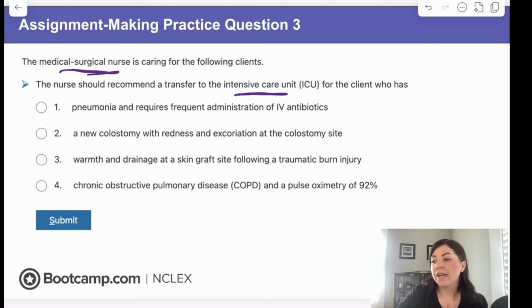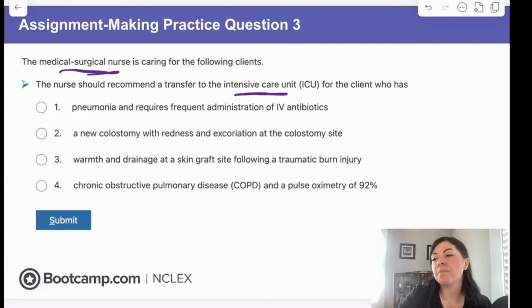So, option 1, pneumonia and requires frequent administration of IV antibiotics. Option 2, a new colostomy with redness and excoriation at the colostomy site. Option 3, warmth and drainage at a skin graft site following a traumatic burn injury. And option 4, COPD with a pulse oximetry reading of 92%. And all of you guys are guessing one option, which is 3. So let's see if you're right.